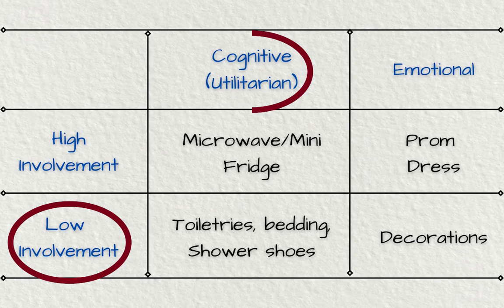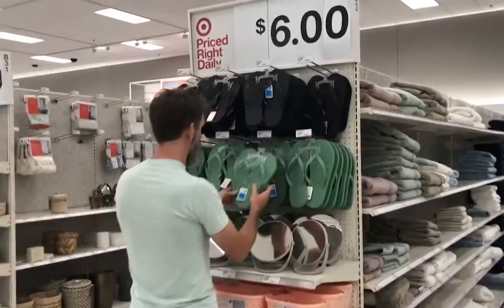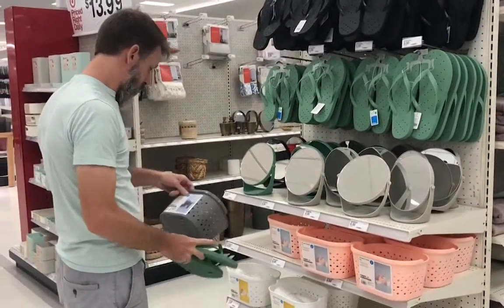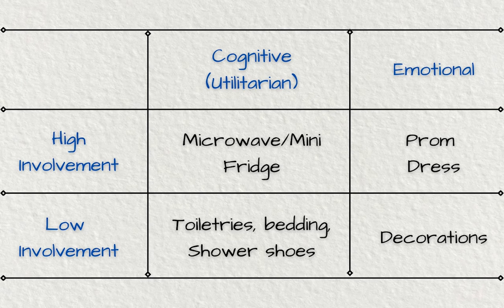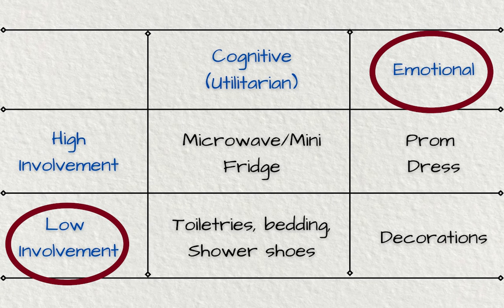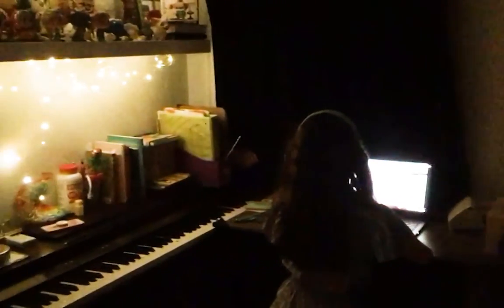But now you think about a low involvement cognitive purchase, maybe you do a little bit of thinking, but it's just kind of quick with thinking. Like, to me, I think bedding, shower shoes, toiletries, I'm not gonna put much thought into that. The last one is low involvement, emotional. Again, we kind of talked about this earlier, but I think of like decorations for your apartment, decorations for your dormitory. These are things you just kind of grab and pick up as you go shopping to try to make things look better.